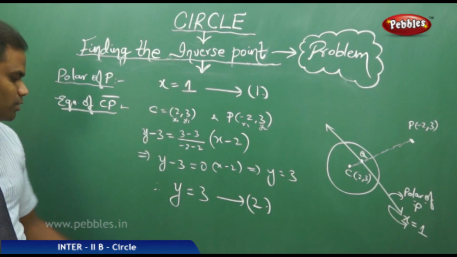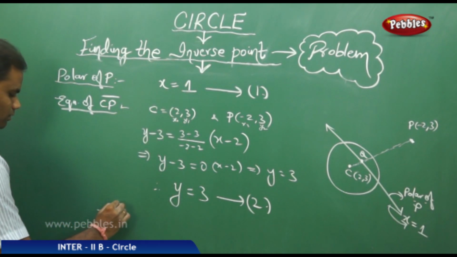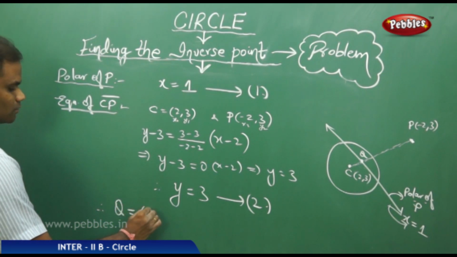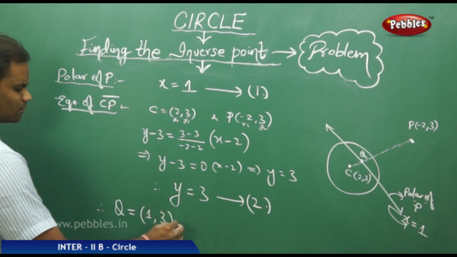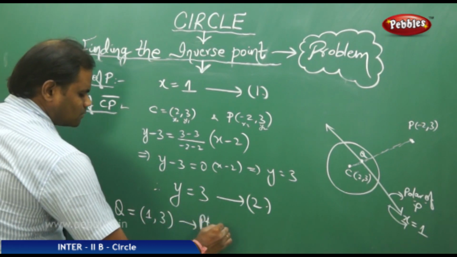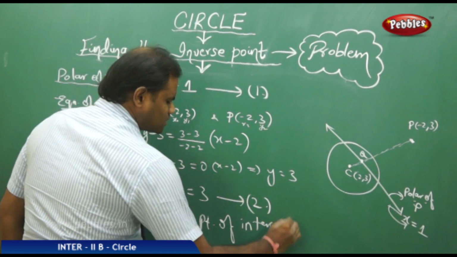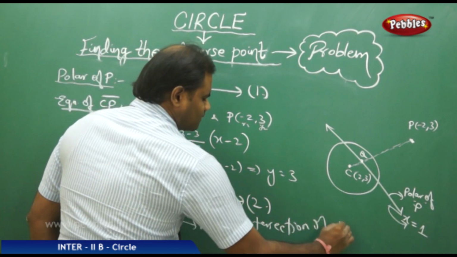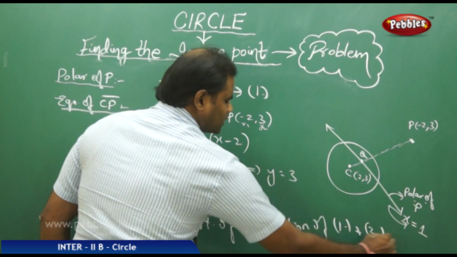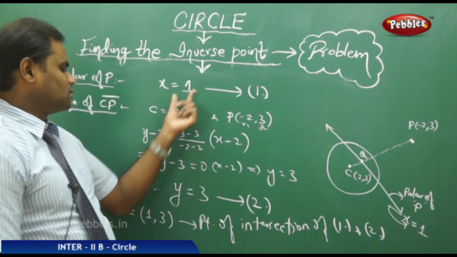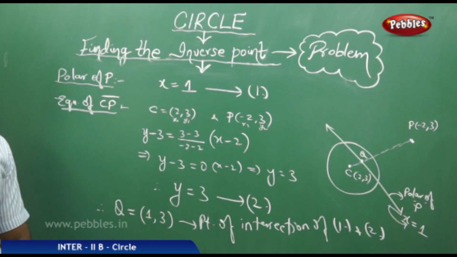Now solving these two equations, I get, therefore, Q is equal to (1, 3), which is the point of intersection of 1 and 2. So the point of intersection of 1 and 2 is nothing but (1, 3), which I have obtained, and this is nothing but the inverse point.